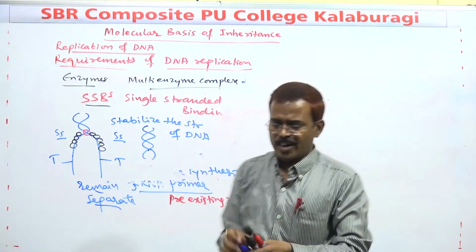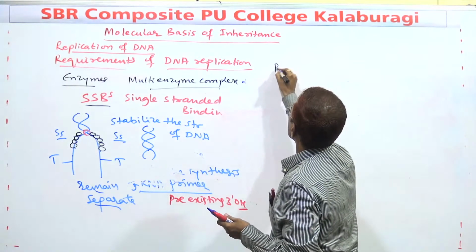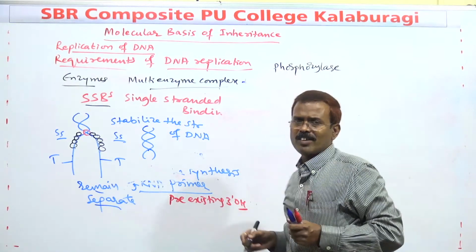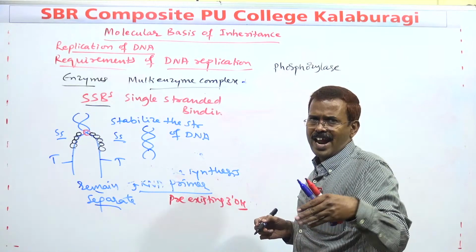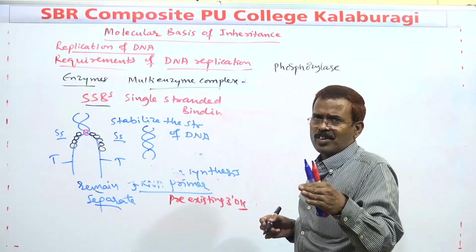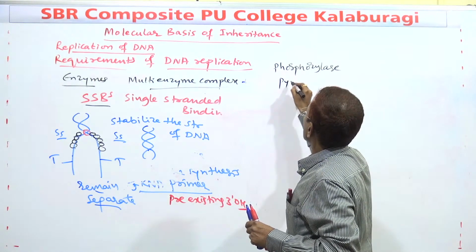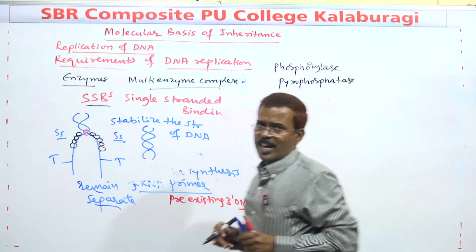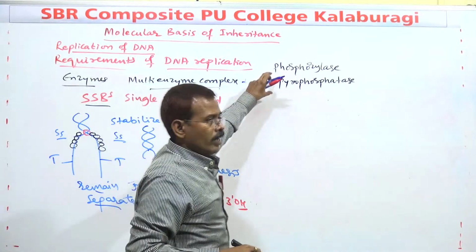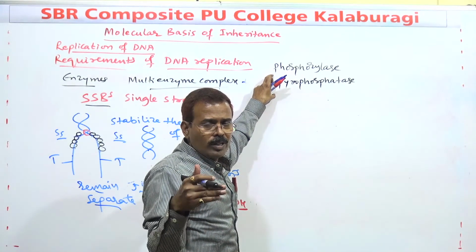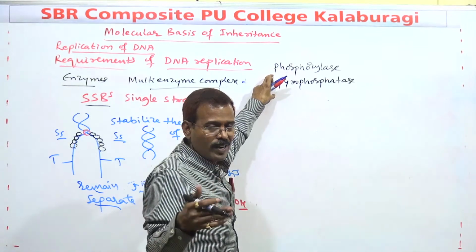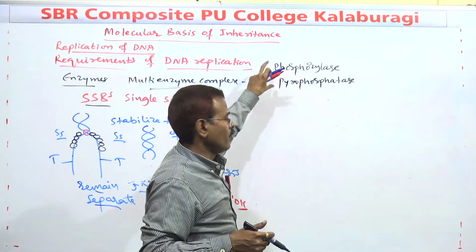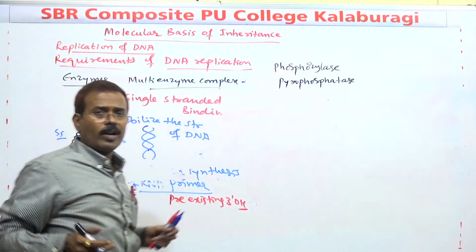In addition to that, enzymes like phosphorylase enzyme, it is involved in activation of the nucleotides of DNA. Then pyrophosphatase enzyme is involved in breaking down nucleoside triphosphate into nucleoside monophosphate. You will come to know when I discuss this mechanism. So these are also the enzymes which are involved in replication.